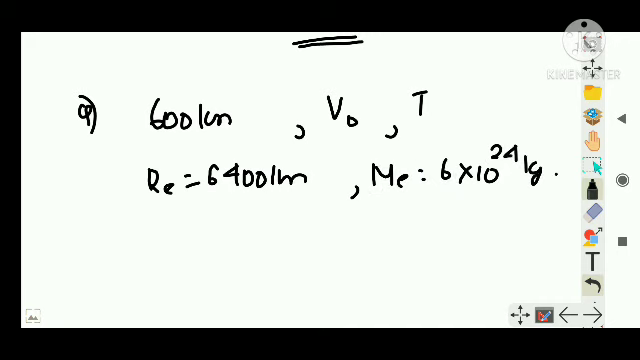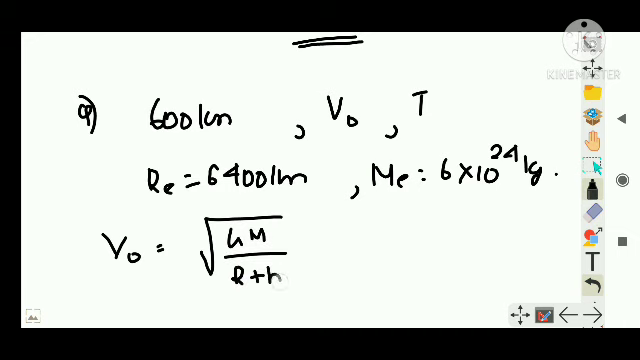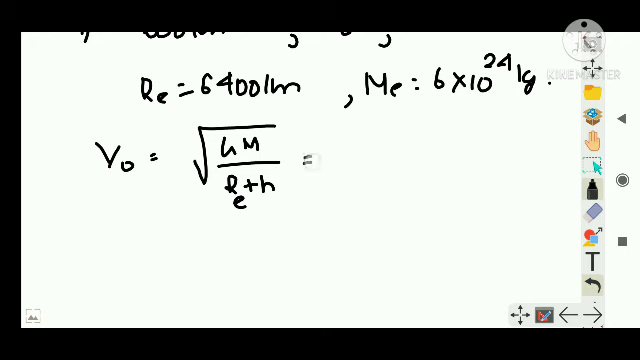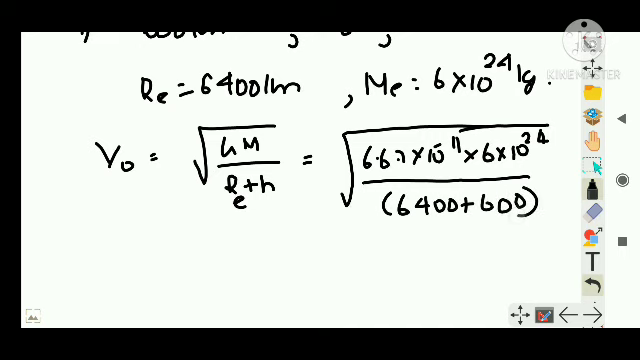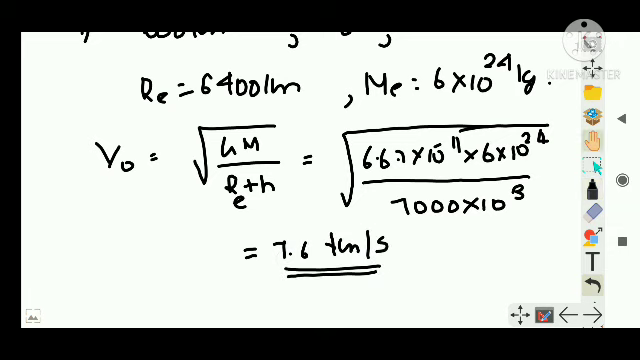So orbital velocity, I hope you remember the expression. It is root of GM by r plus h, right? Here the radius is Re plus h. G's value is 6.67 into 10 to the power minus 11, mass of Earth is 6 into 10 to the power 24, divided by Earth's radius 6400 plus 600, which becomes 7000 kilometers. So it is 7000 into 10 to the power 3. After calculation you will find 7.6 kilometer per second. That is the orbital velocity.